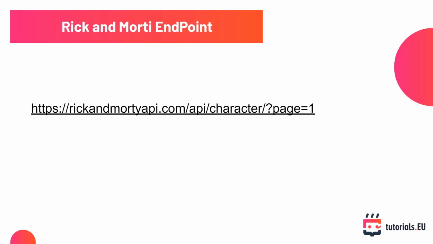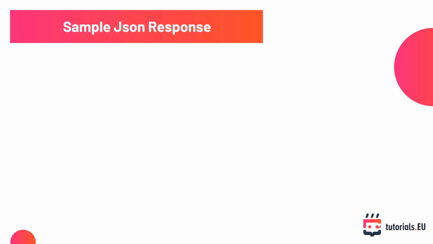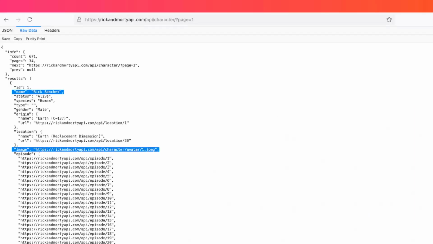So here's the API that we are going to work with: rickandmortyapi.com/API/character/ and then the request that we do, we want to display page 1. Okay, let's look at the sample JSON response.